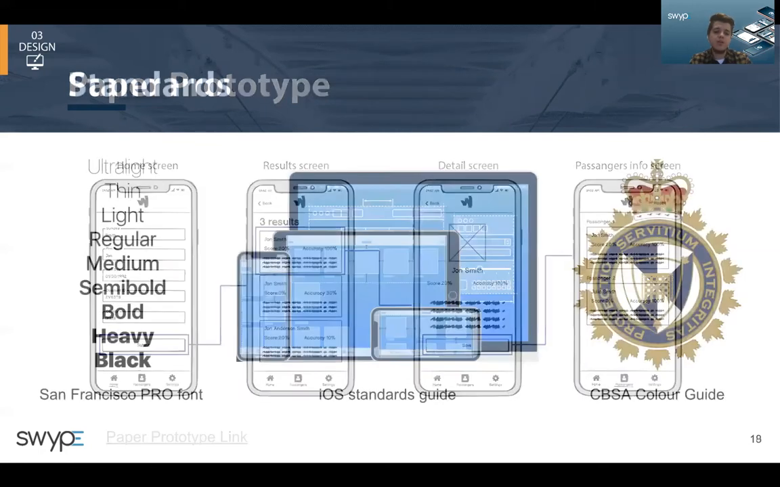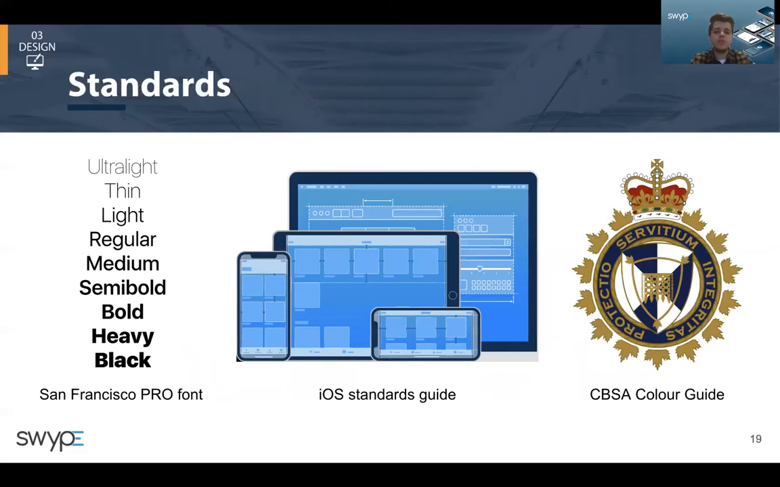After the paper prototypes, the next step was to start following the guidelines. For the fonts, since we're developing for iOS, we use San Francisco Pro font, and we also follow the iOS standard guidelines. And finally, we use the CBSA color guide for the colors in the app.